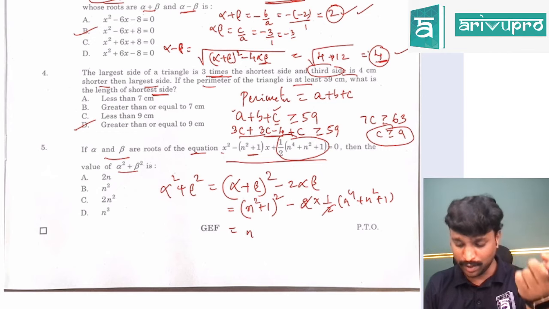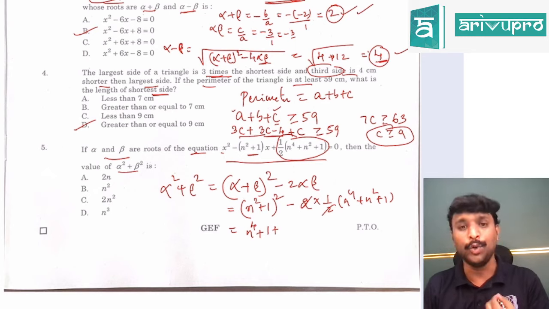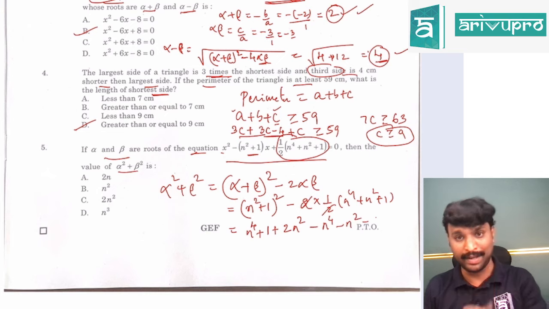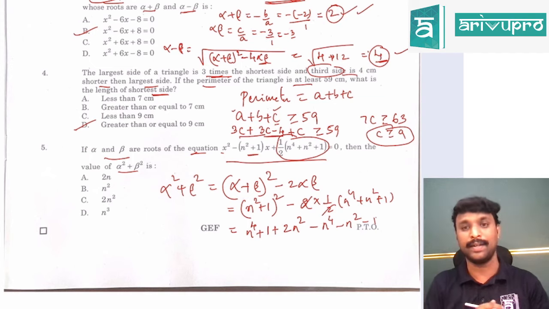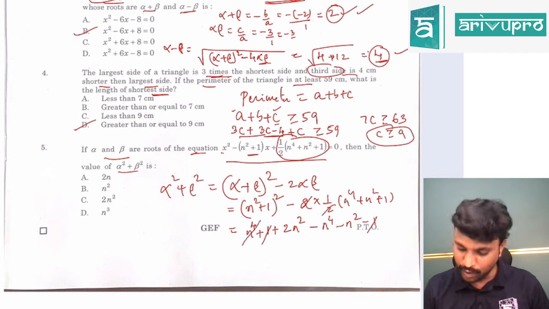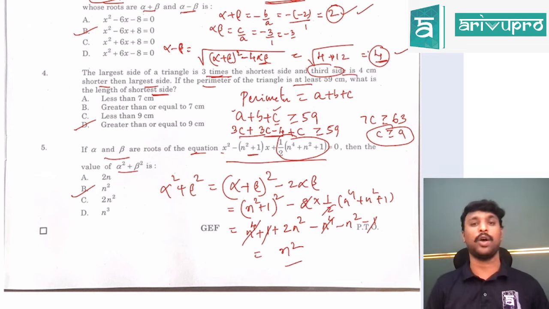Therefore n square the whole square is n power 4, 1 the whole square is 1, and 2ab, 2 into n square into 1, is nothing but 2n square itself. And remove the brackets of the second term. Minus of n cube is minus n cube, minus into plus n square is minus n square, plus into minus 1 is minus 1 itself. Now plus 1 and minus 1 cancel, n power 4 and minus n power 4 cancel, so 2n square minus n square is n square. The answer for this question is option B.